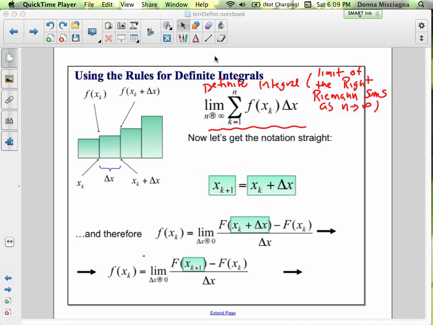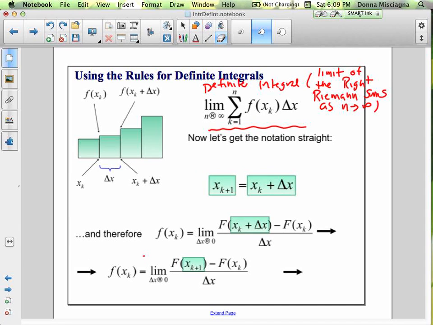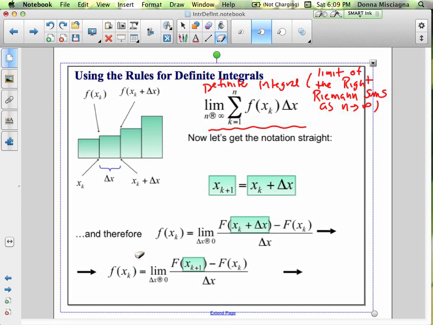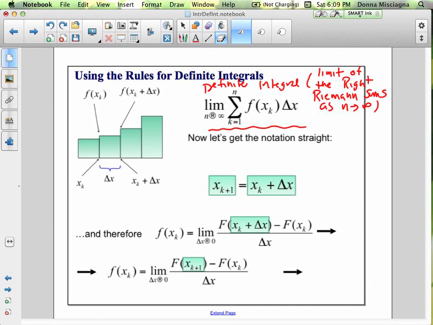So I'm going to try to illustrate another way to evaluate definite integrals, and I'm going to use an informal proof, let's say. All right, so using rules for definite integrals. All right, so we know that this is the definite integral.